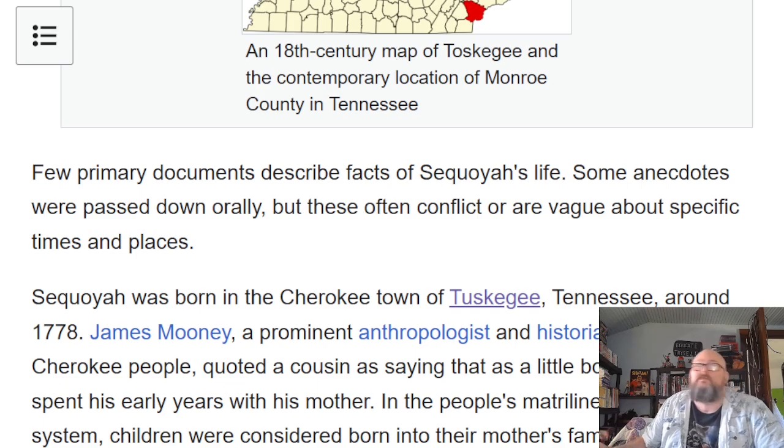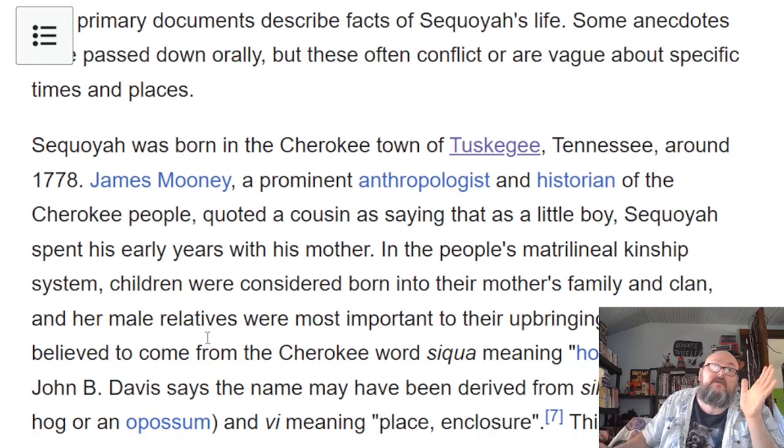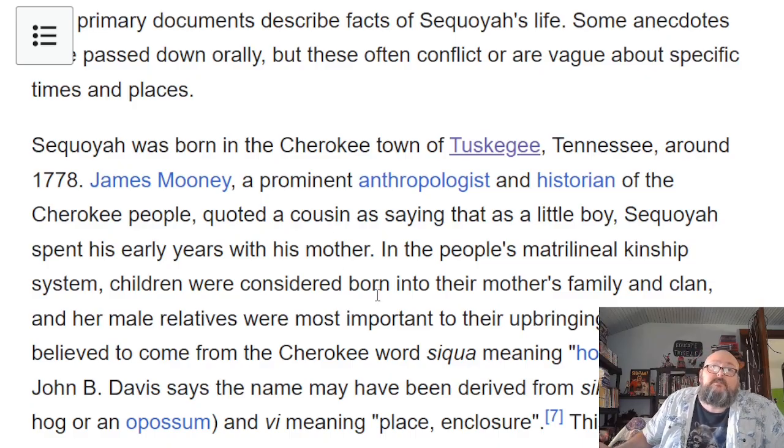Though James Mooney, a prominent anthropologist and historian of the Cherokee people, quoted a cousin as saying that as a little boy, Sequoyah spent his early years with his mother. So, and yeah, for the Cherokee, apparently matrilineal kinship was their system. Children were considered born into the mother's family and clan, and her male relatives were most important to their upbringing.